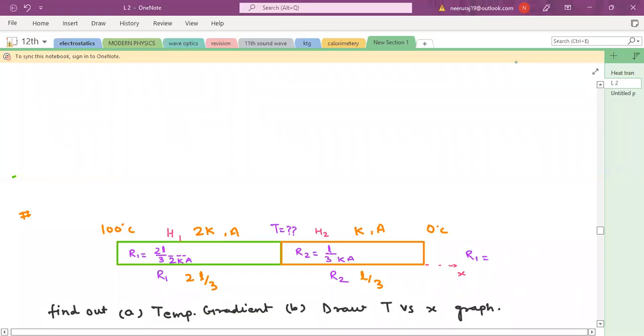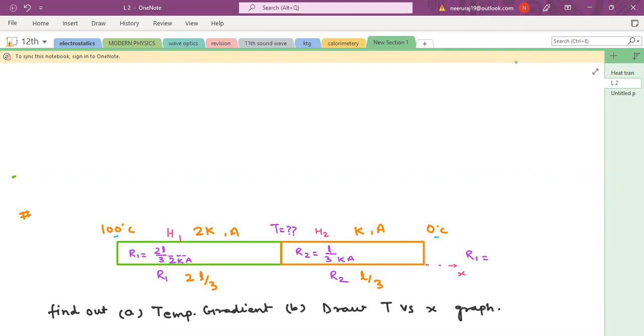This is the next problem. Two rods are given and these rods are in series. What they have given is this end temperature is 100 degree, this end temperature is 0 degree. The thermal conductivity of this rod is 2K and area of cross section is A. The thermal conductivity of this rod is K and area of cross section is A. So the area of cross section of both rods is the same. The thermal conductivity of the first rod is double the second, and it has length 2L by 3, the total length is L.